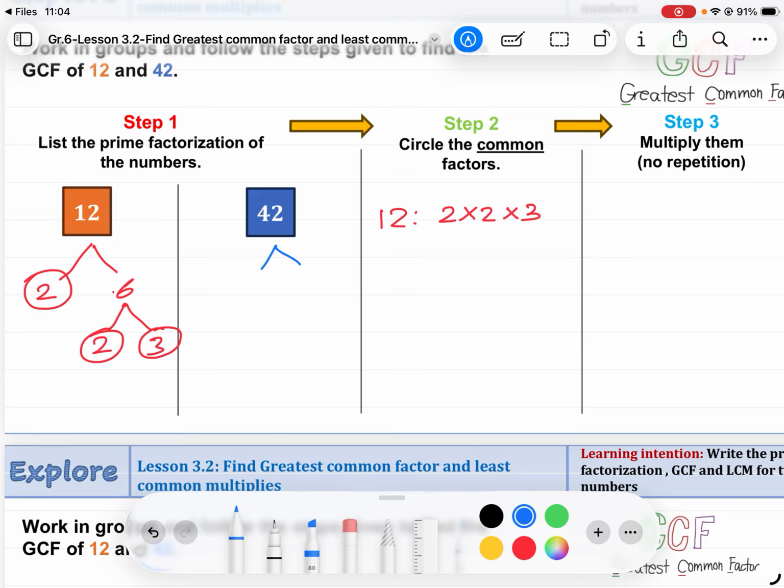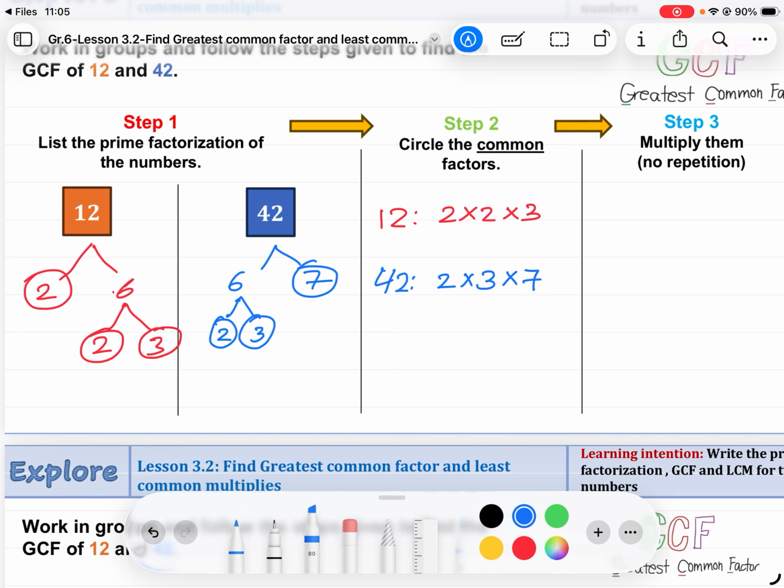Let's move on now to 42. We're going to do the same. It's 6 times 7, your favorite number. Now we're going to factor 6. It's going to be 2 times 3. Both are prime. 7 is already a prime number. We cannot factor it. So 42, the prime factorization is 2 times 3 times 7.